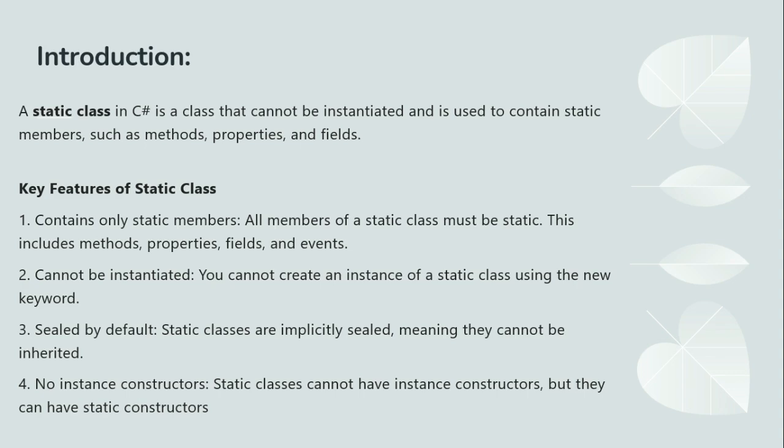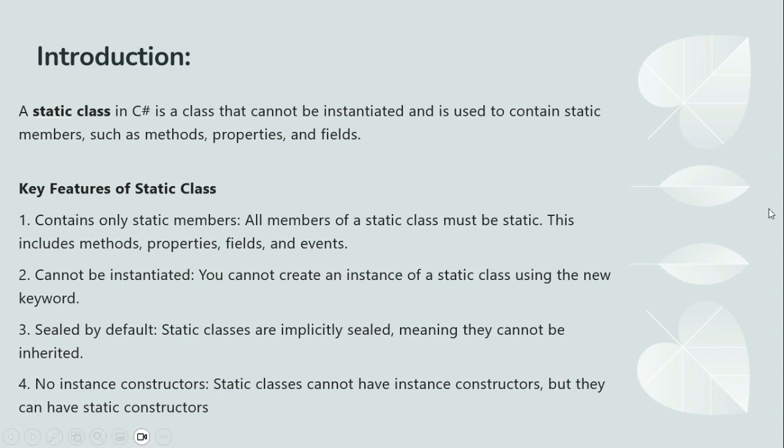So normally we create an object of a class like this: class obj equal to new class obj. That is not possible with a static class. Okay. Sealed by default. A static class is implicitly sealed by default, so it cannot be inherited.